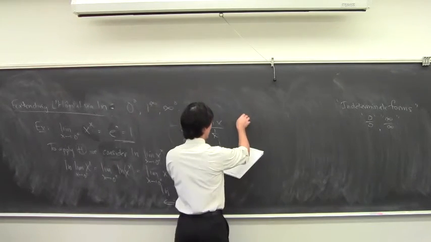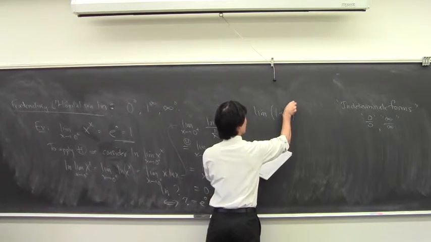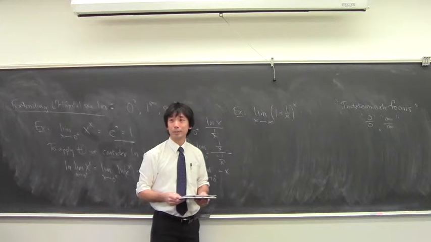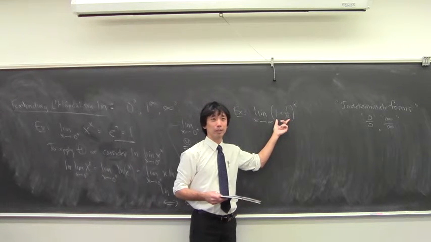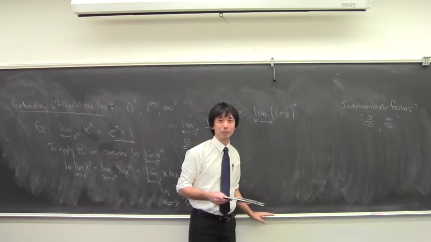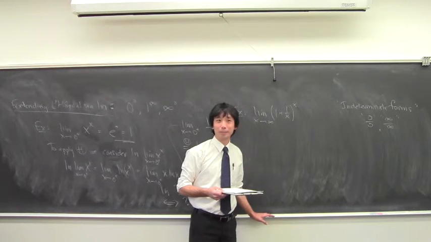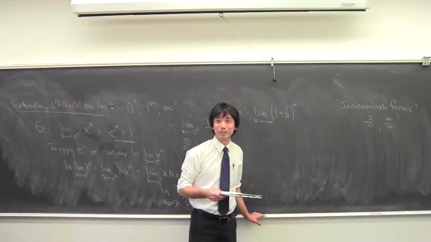Let me try and fit in one more example, because this one is interesting and important. The limit of 1 plus 1 over x, all to the x, as x goes to infinity. So same sort of thing. The base is going to 1, and the power is going to infinity. What do people think this will turn into? Who's going to win, the exponent or the base?